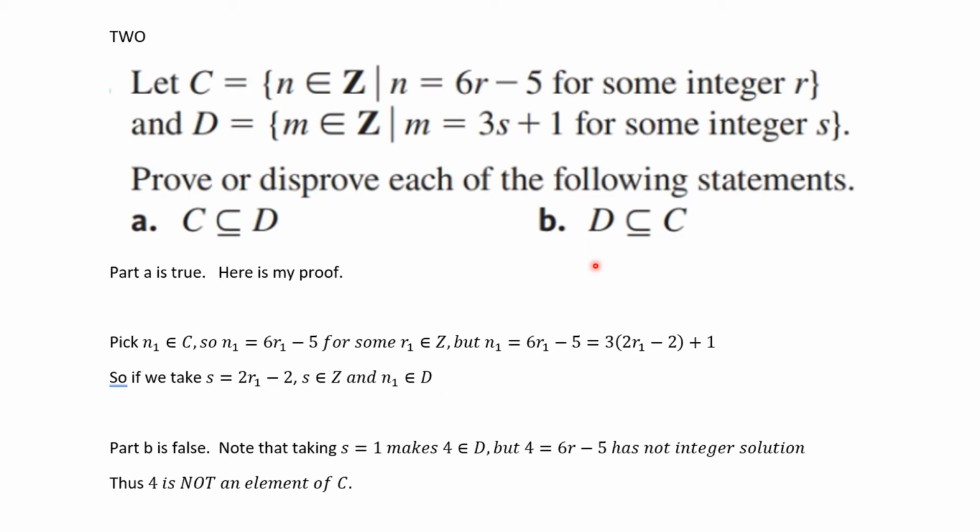Part B is false because we're going to take an example in D. Let s equal 1 here, and 1 certainly is an integer. And 1 plus 3 is 4. So if we take s to be 1, that makes 4 an element of D. But if we try to solve 4 equals 6r minus 5 for r, we're going to get 3 over 2, and that's not an integer solution. That means that 4 is not an element of C.